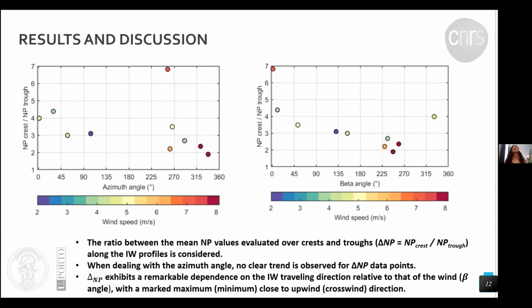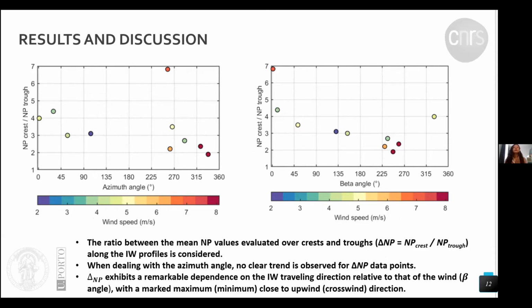So we have done a second experiment considering the wind direction. In order to do it, we have calculated this term here, the delta NEP. The delta NEP is the non-polarized contributions of the crests minus the non-polarized contributions of the troughs. And we have analyzed the NEP according to the azimuth angle and to the beta angle.